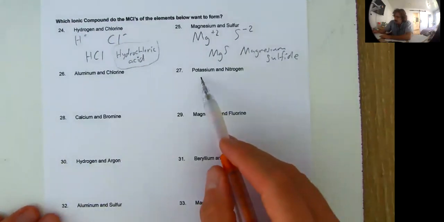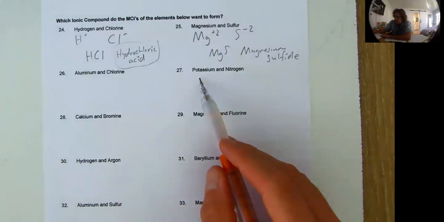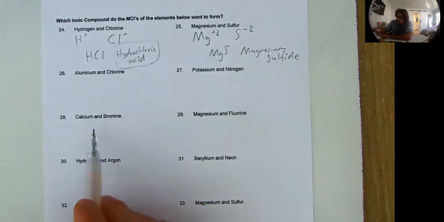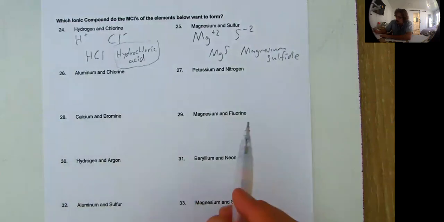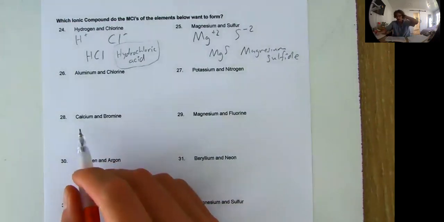Okay, number 26, aluminum chlorine. We already did that one. Let's do potassium and nitrogen. No, we're not gonna do that one. Let's do calcium and bromide. No, we're not gonna do that one. Oh yeah, okay, we'll do calcium and bromide. We'll do number 28 for you.